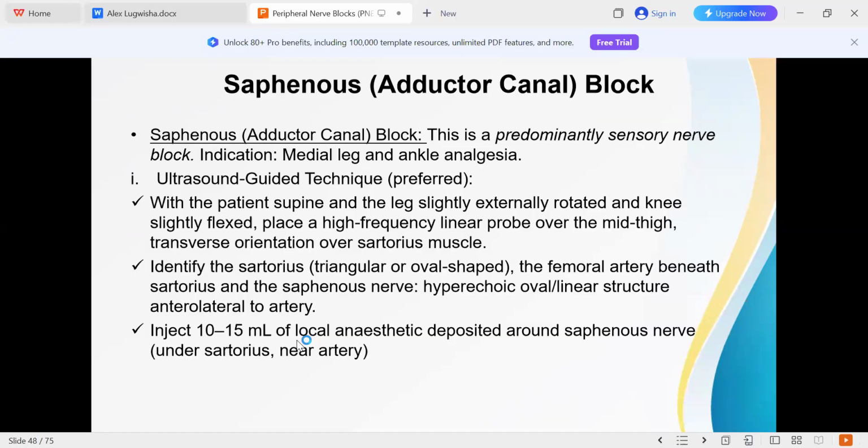Next, the saphenous or adductor canal block, which is named after Hunter, a Scottish surgeon who did a lot of work on anatomy and surgical anatomy. One of the things you need to know is that this spares the quadriceps, as it is predominantly a sensory nerve block, for medial leg and ankle analgesia. Because of our time, you can read this later on.